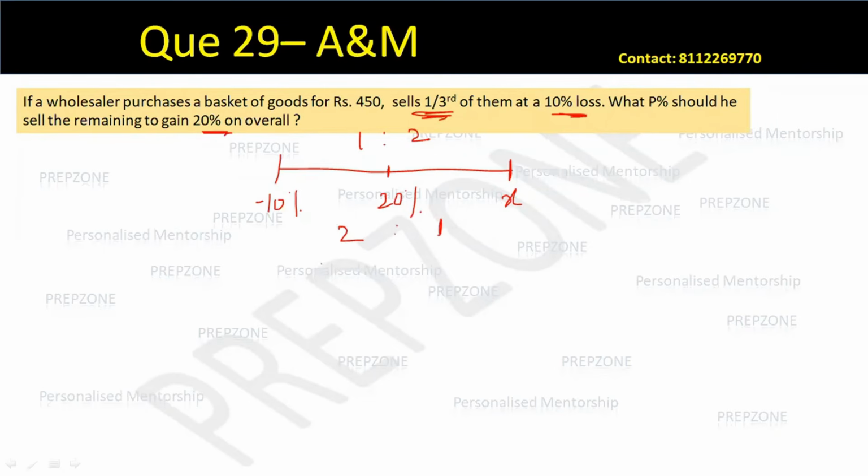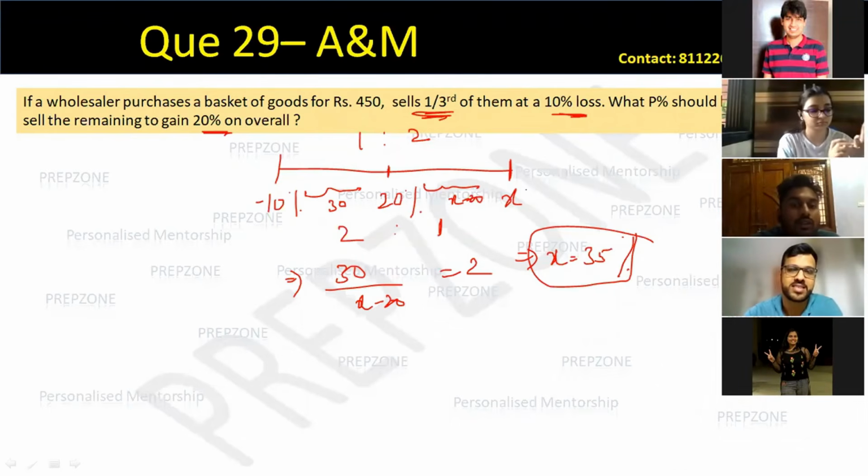2:1. So what will be my equation? This is a distance of what? 30. This is the distance of x minus 20. So 30 upon x minus 20 should be equal to 2:1, which means x must be 35. It is a very simple method, do not complicate it at all. Take only what is asked.